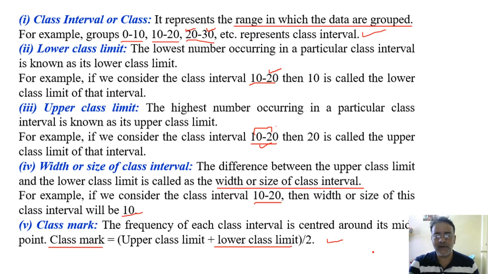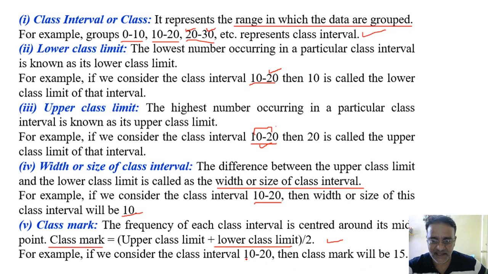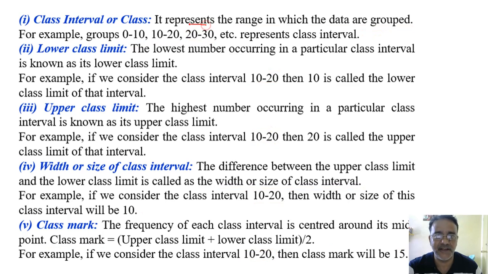No, sir. Okay. One more is missing here, range. The difference between the highest value and the lowest value of all the data is called the range of that particular data. Right? 10 to 20 class interval, what is the class mark? Add both and divide by 2. 15. Okay. What is the class mark of 20 to 30? Tell me fast. 25. Very good.